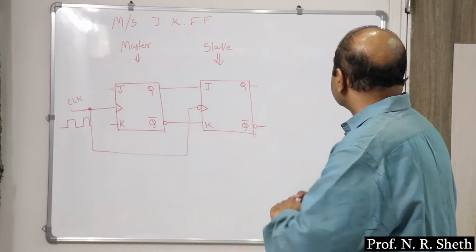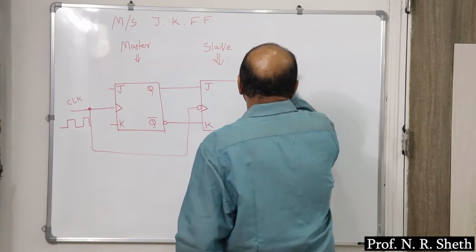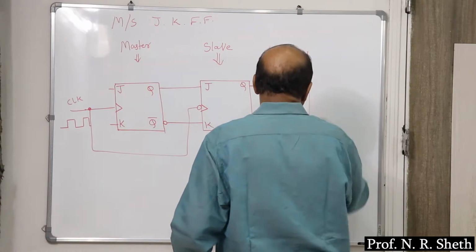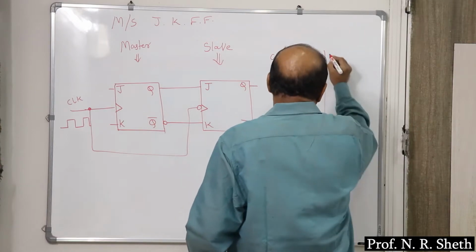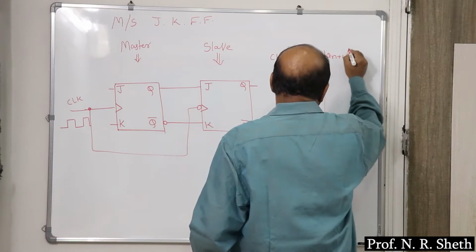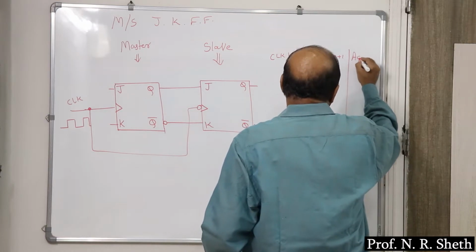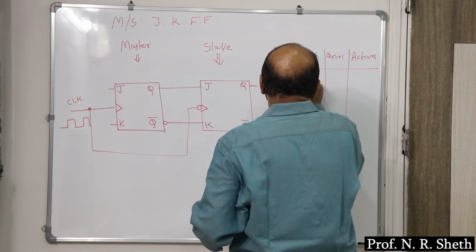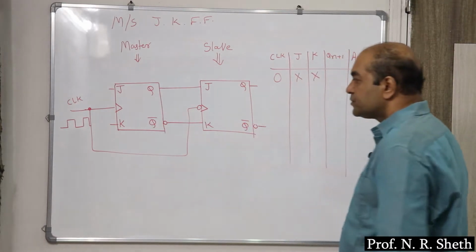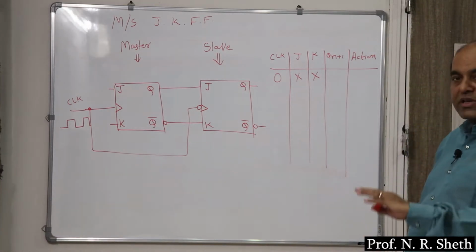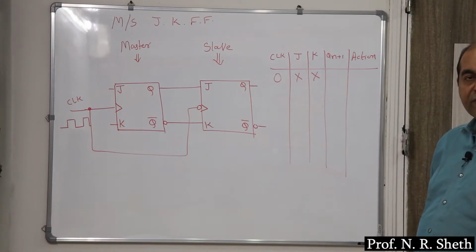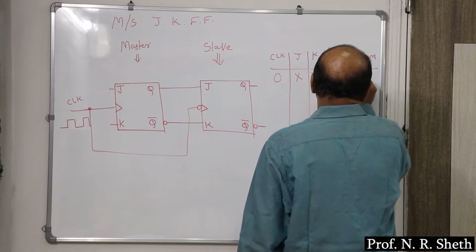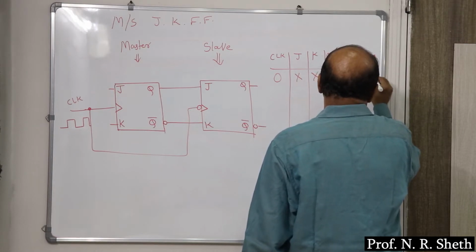Okay, now truth table. Truth table is exactly same as of JK flip-flop. J, K, Q of n plus 1 and action. Clock is 0. J and K input doesn't have any impact. Flip-flop is in no change condition, or we can say that it is in last state.